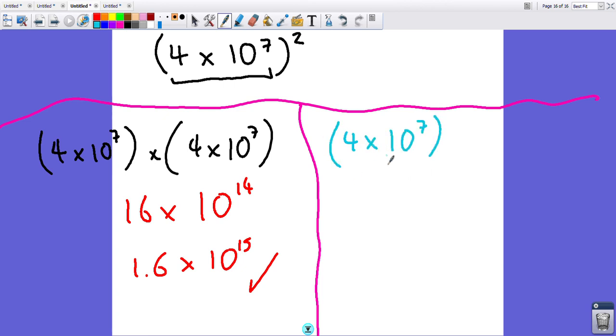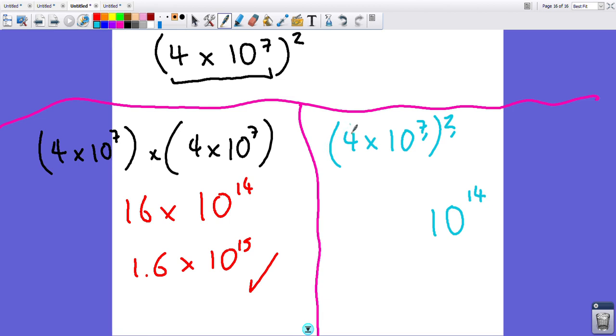I suppose the way you'd go about it if you're a bit more confident. We're going to apply the third indice rule here. Because we have a 2 outside a bracket, we'll actually multiply 2 and 7, so it'll be 10 to the 14. So applying indice law number 3 here, we just multiplied 7 and 2 to get 14.